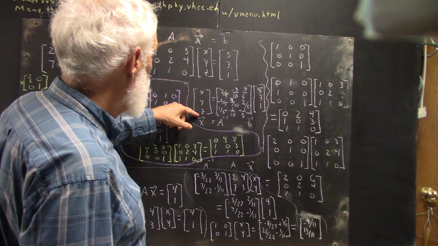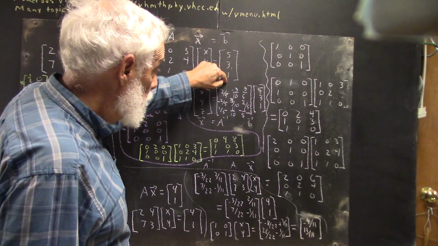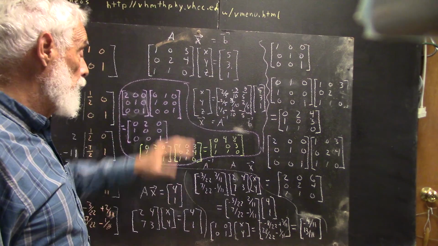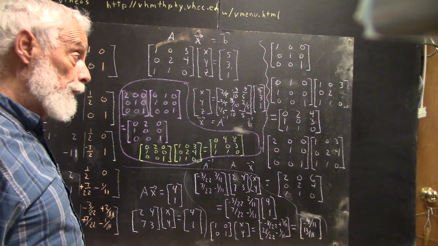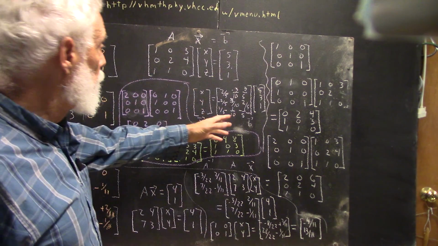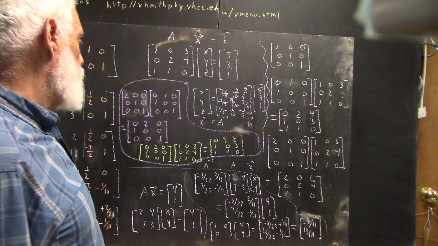Whatever 3 numbers we get here, if you put them in here, multiplying by this matrix will give you 5, 3, 1, the B vector, if you do everything correctly. And this is a good way to check your matrix multiplication. It's a good exercise in matrix multiplication. It also reinforces the idea of how we solve a matrix equation.